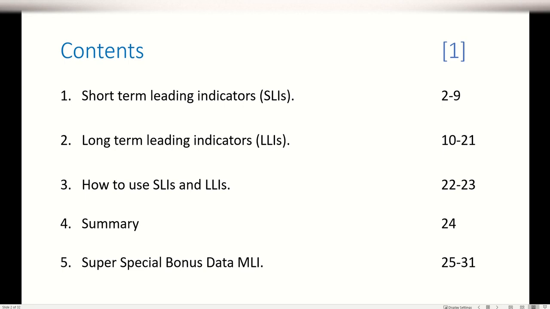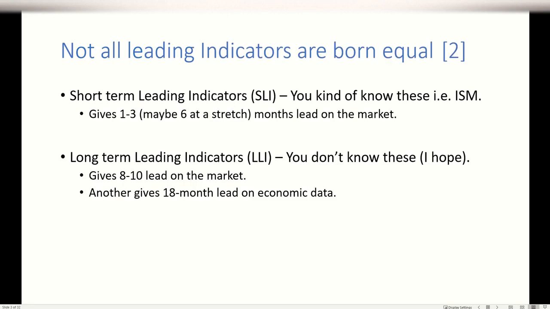Sorry to tell you guys, not all leading indicators are born equal. There are things called short-term leading indicators. You kind of know these, the ISM. They give you like a 1 to 3, maybe 6 month lead on the market. And then there are longer term leading indicators. Hopefully you don't know these. If you do, then it's kind of pointless watching, but stick around. I'm sure you'll learn some extra tips and tricks here. These longer leading indicators can give you 8 to 10 months and possibly 18 months on economic data.